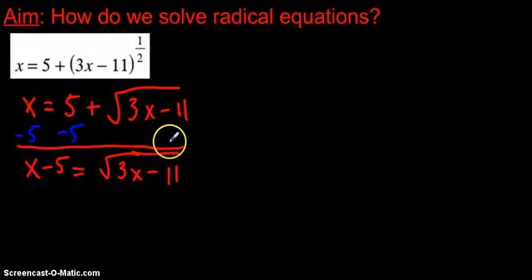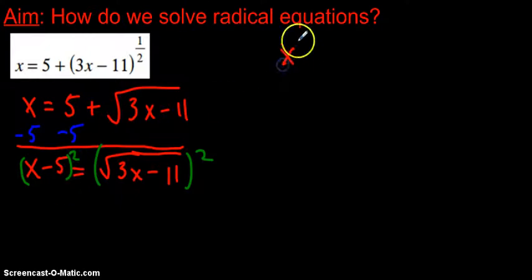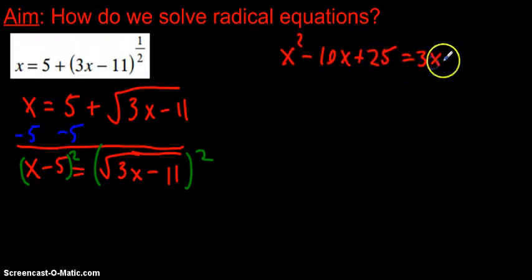Alright, so now we want to get rid of this square root. So the inverse operation of a square root would be to square. So let's square this side of the equation. Whatever we do to one side, we must do to the other. So that will give us this equation: x squared minus 10x plus 25 is equal to 3x minus 11.